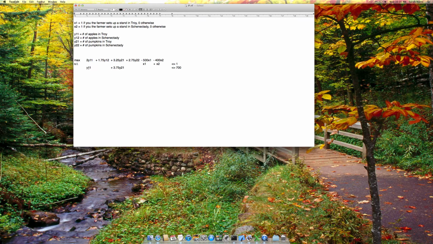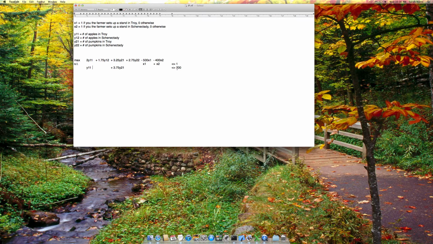So I would want these values to be forced to 0 if I don't set up a stand. So essentially, I would want this as two constraints. If I set up in Troy, I want this to be less than or equal to 700. And otherwise, if I don't set up in Troy, I want these two values to be less than or equal to 0.